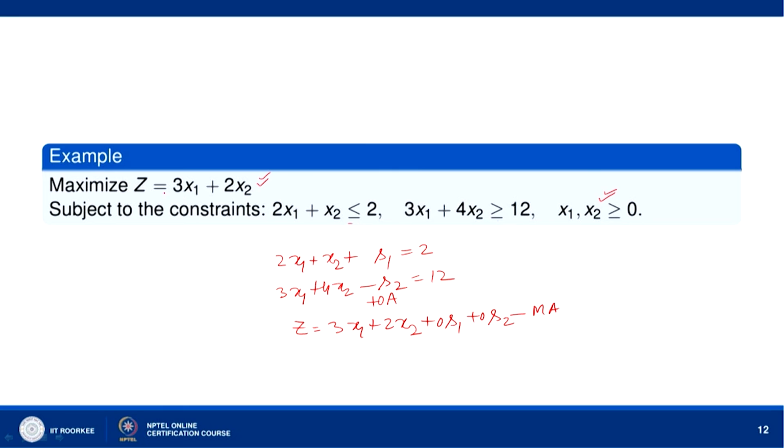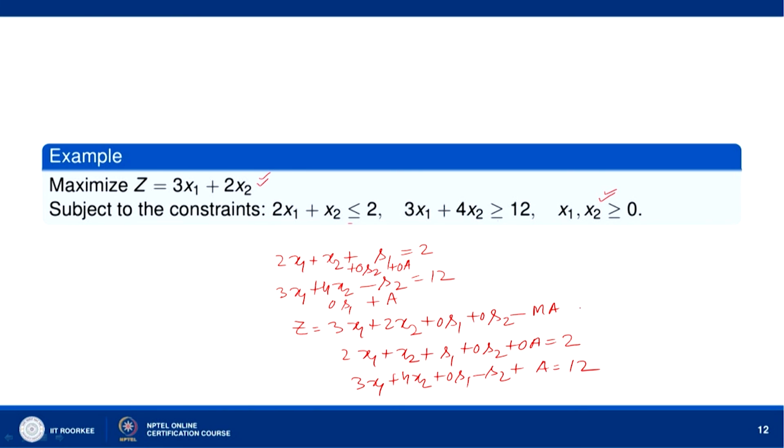So, the objective function z equal to 3x1 plus 2x2 will be written as z equal to 3x1 plus 2x2 plus 0 s1 plus 0 s2 minus M into a, and here we will have 2x1 plus x2 plus s1 plus 0 s2 plus 0 a equal to 2, and 3x1 plus 4x2 plus 0 s1 minus s2, and not 0 into a, we have to add A, the artificial variable, equal to 12.